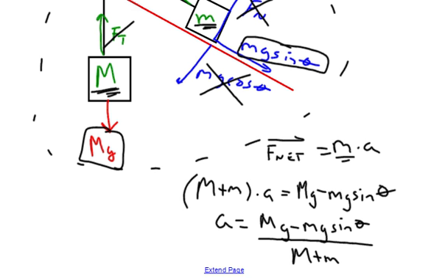Okay, so just like in the last problem, now what we want to do is find the force of tension. And the way that we're going to find the force of tension is just by zooming in on one little section. So let's just zoom in on this.